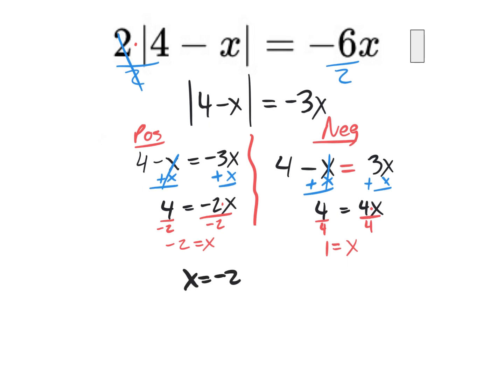So here are my answers. X equals negative 2, maybe. And x equals 1, maybe. Now, why do I say maybe? Because you still need to double check your answers, right? As a matter of fact, let's go back and look at the actual question right here.